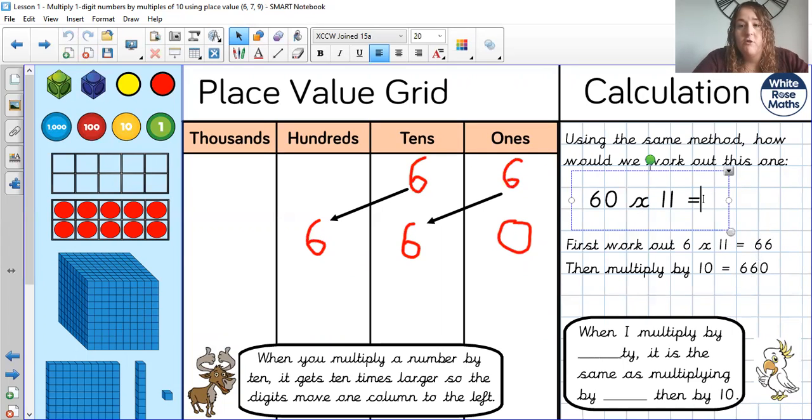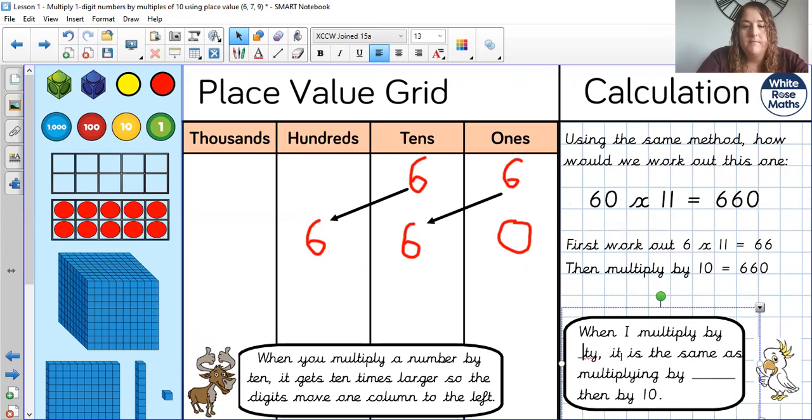So therefore I can go straight back up to my answer. 60 times 11 would be 660. And then my Coco down here, when I multiply by 60, it is the same as multiplying by 6.